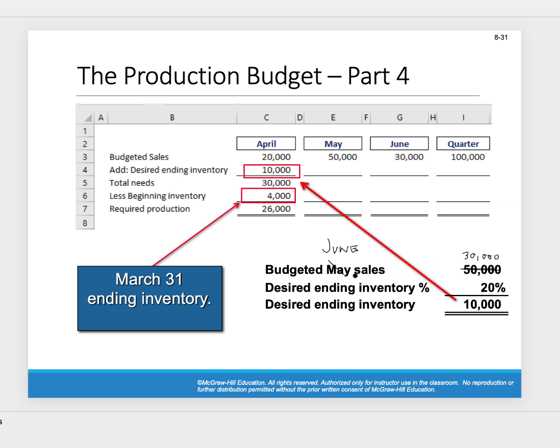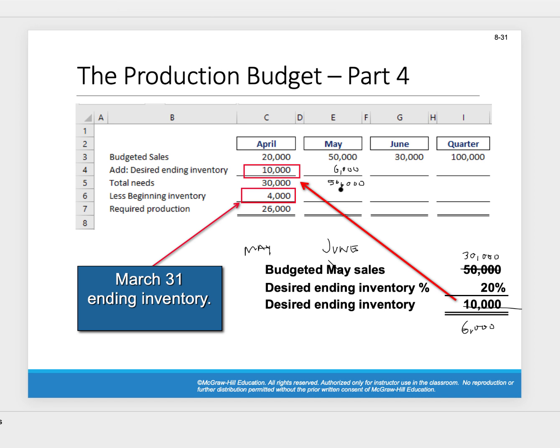So the desired ending inventory in May is going to be, if my math's right, 6,000. Okay, so I have $6,000 here. So that means that my total needs for the month of May are 56,000. I need 56,000 units at the end of the month. That's supposed to be 56,000. My comma's all messed up.